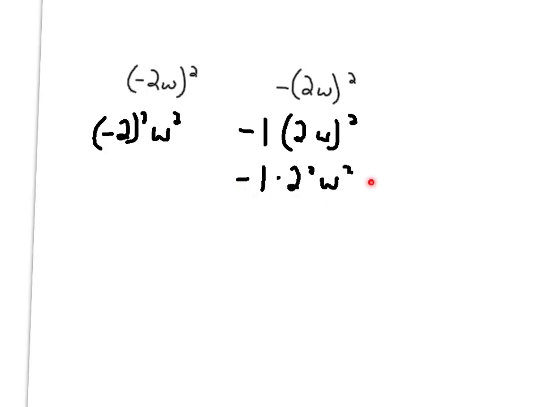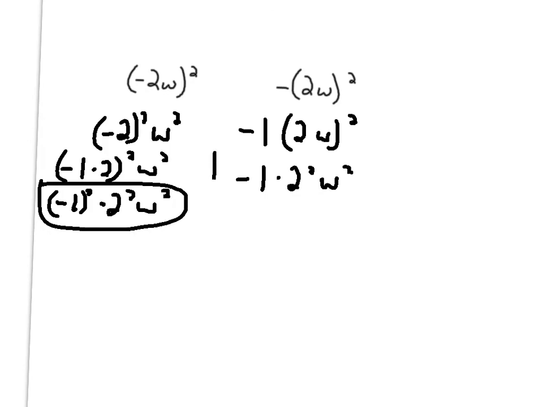Okay, so now that we got this one broken all the way down, let's look at how this is different than this one. Remember what we said before on the previous slide, that we can break this down further yet and say this is the same as negative 1 times 2 squared w squared. Then we need to apply the exponent to both of these, so it's negative 1 squared, 2 squared, w squared. So see how these two things are different from each other because of where the negative sign is located.